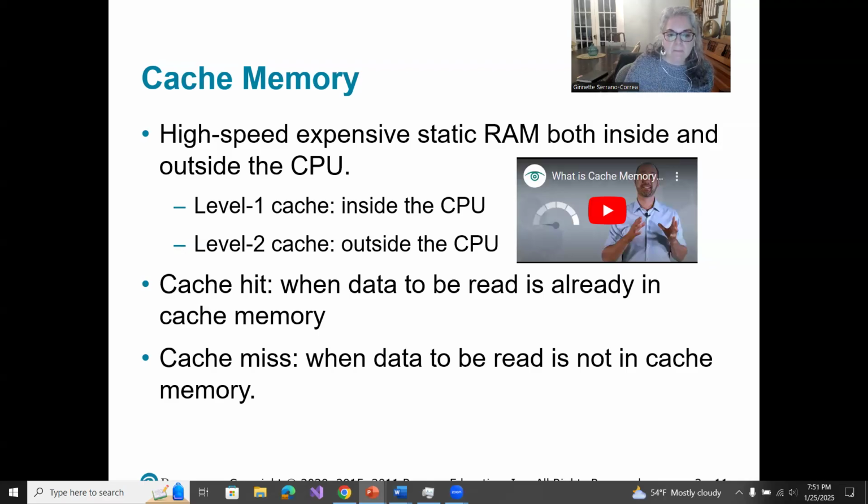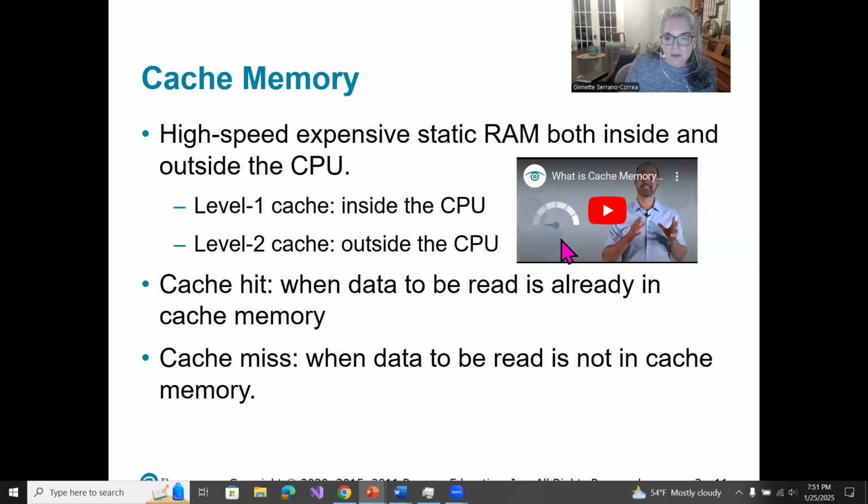So between the cache sitting on the CPU and right outside of the CPU, they kind of work together to make things go by faster when we're processing instructions. So that's what we call level 1 cache versus level 2 cache.